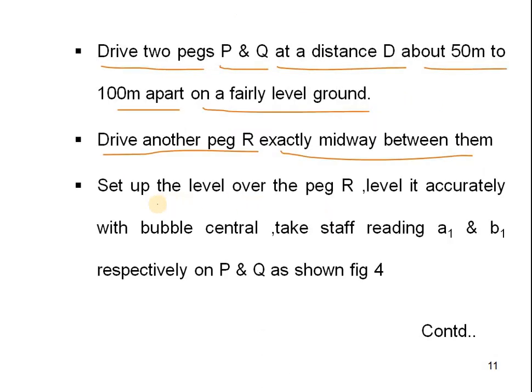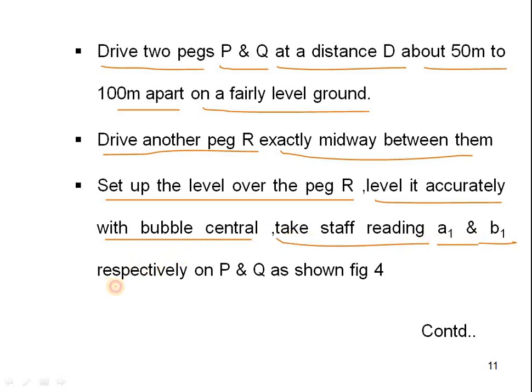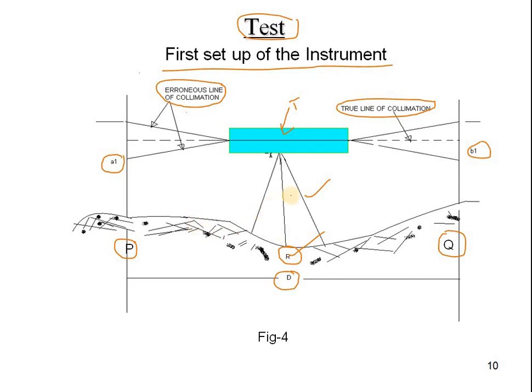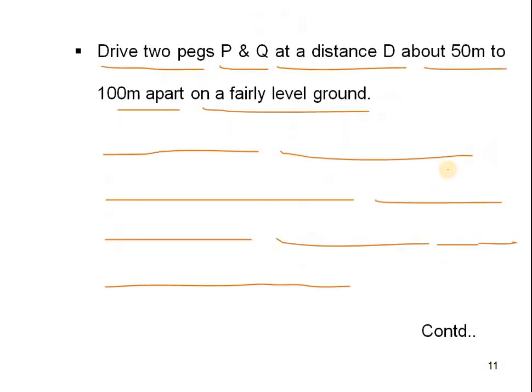For the instrument setup, set up the level over the peg R, level it accurately with the bubble central, and take staff readings as A1 and B1 respectively on P and Q, as shown in figure 4. After keeping the instrument here, taking the temporary adjustments, setting up the bubble tube and focusing the screw, take the readings of A1 and B1, that is, the backsight and foresight readings.